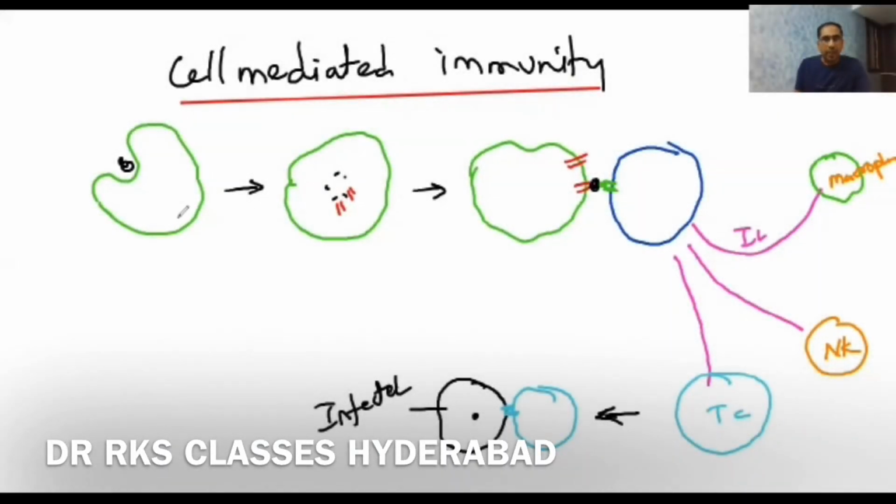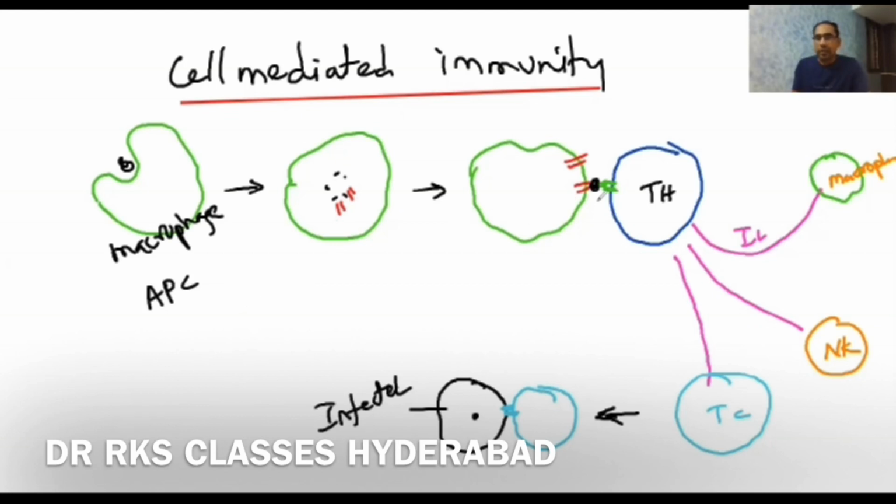If any pathogen enters the body, that can be engulfed by macrophage. Now this macrophage also acts as an APC, that is antigen presenting cell. It engulfs the antigen, it digests the antigen, it processes the antigenic peptides, and those processed antigenic peptides are attached to MHC class 2, and these MHC class 2 submit the antigen to TH, that is T helper cell.